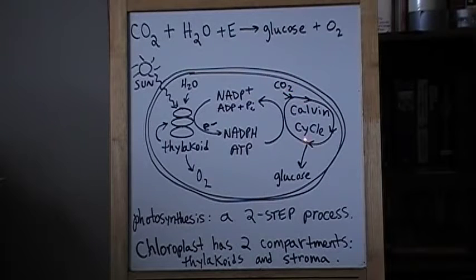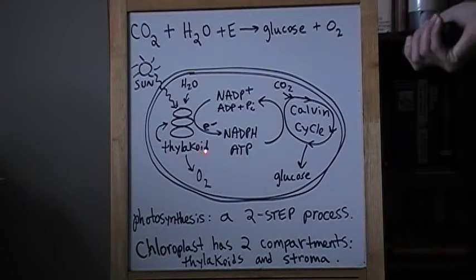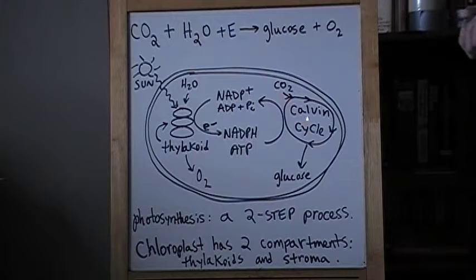That process is called the Calvin cycle, and it requires energy. And that energy comes in the form of ATP. So the ATP produced in the light reactions is then used in the Calvin cycle to make this process happen. And next we'll look at the details of these two steps.